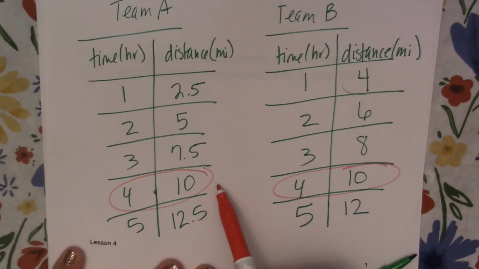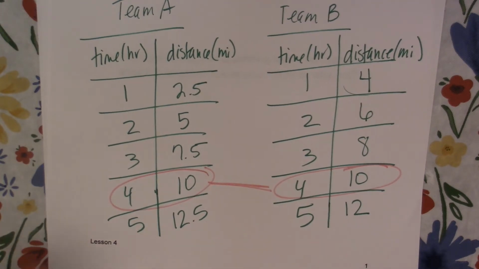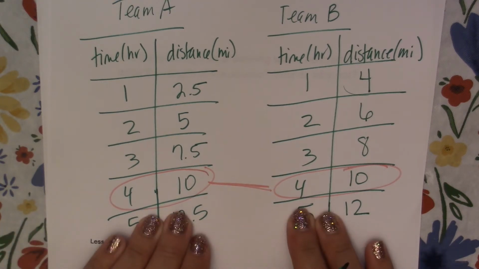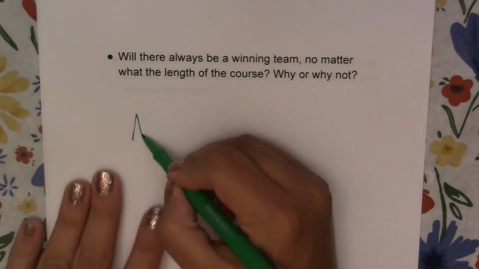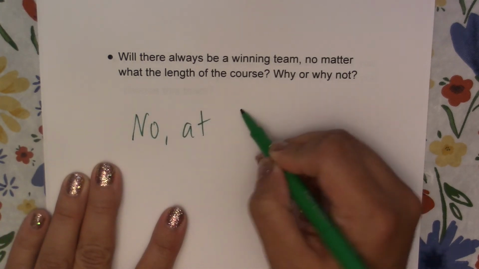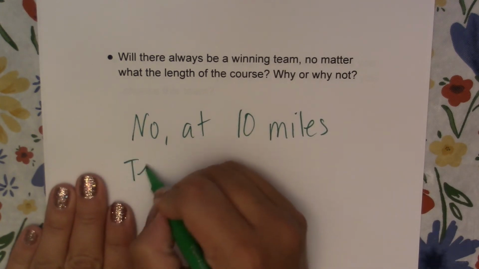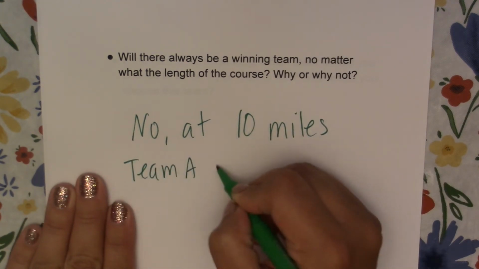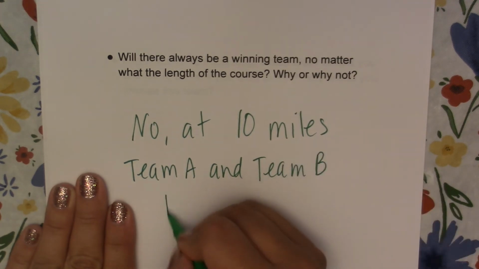So what if that race was exactly 10 miles? Would we have a winner? Well, since they both take the exact same time, no, it would be a tie. So no, at 10 miles, Team A and Team B tie.